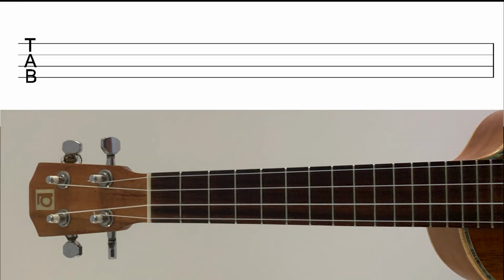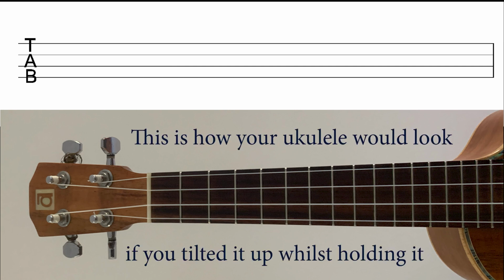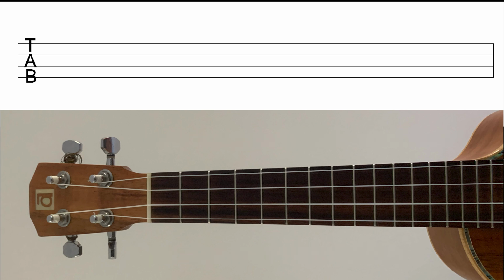So here we have a tab staff at the top of the screen and a photo of a ukulele at the bottom. And the way that the strings line up corresponds exactly with the 4 lines of the tab. So what we call the top string of the ukulele, when you're holding the ukulele, is the one that's closest to the ceiling. That's the first string, and we call it the top string. And on the tab, it's the top line, and the ukulele strings are numbered 1, 2, 3, 4.